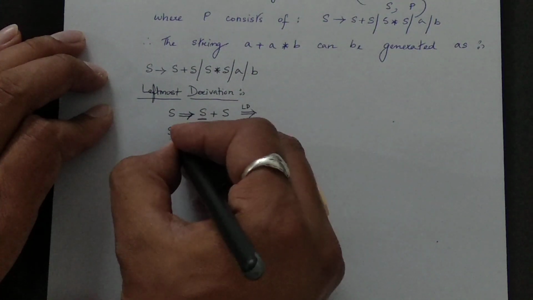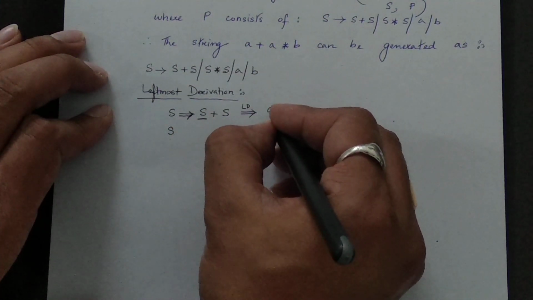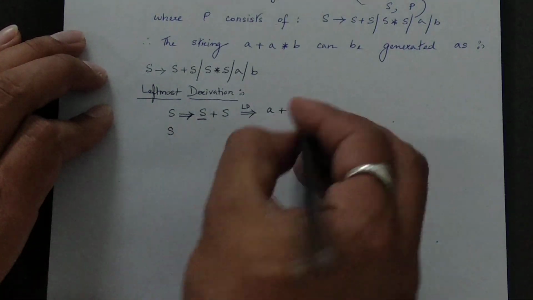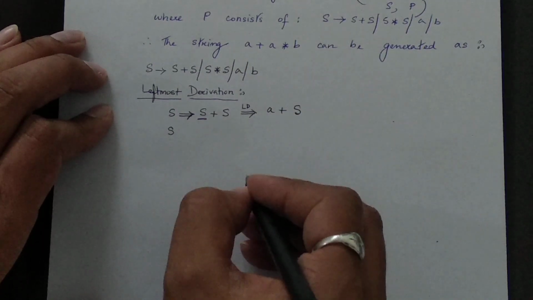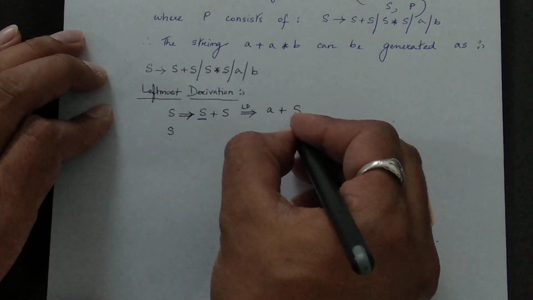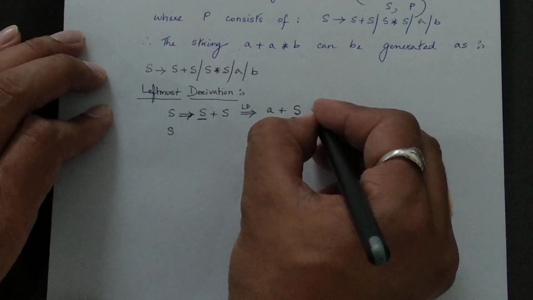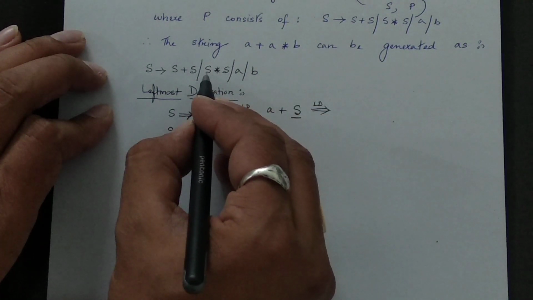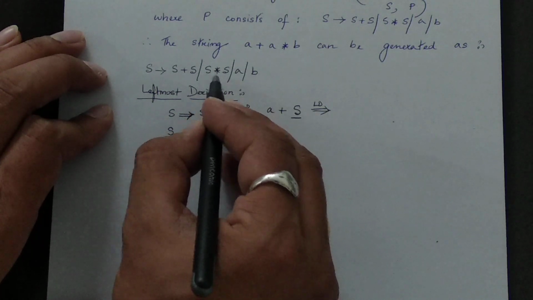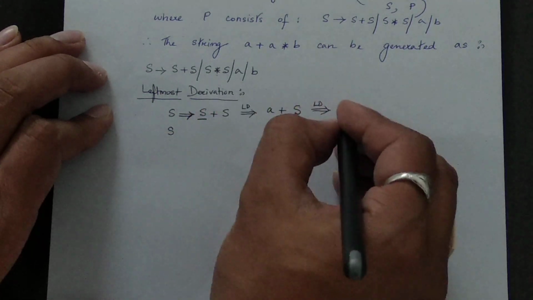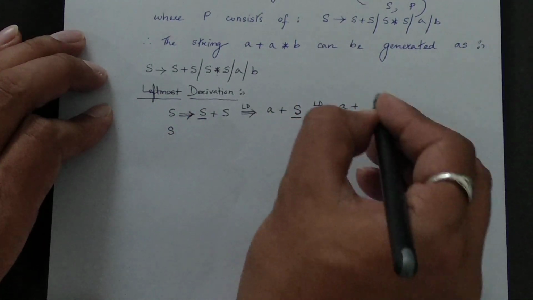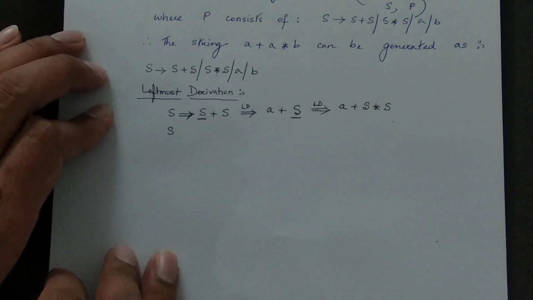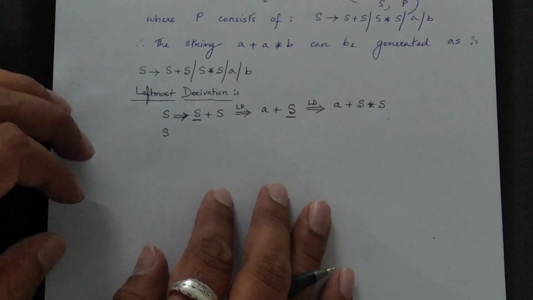So S I am representing by a plus capital letter S. Now only one non-terminal symbol is there, so definitely I have to eliminate this. Again in the next step, with LD, how are you going to represent it? I am going to replace it using S asterisk S. So a plus S asterisk S, correct? So this is what the leftmost derivation is all about.